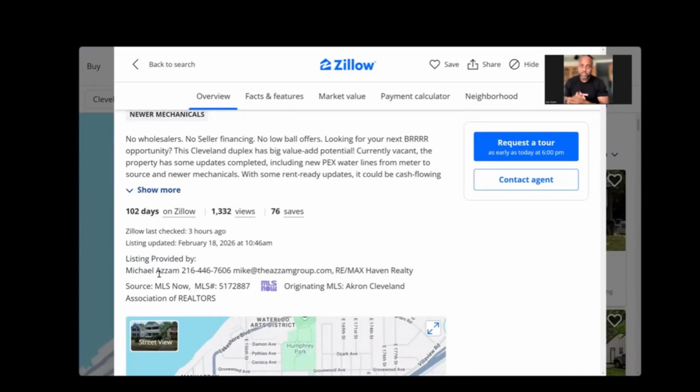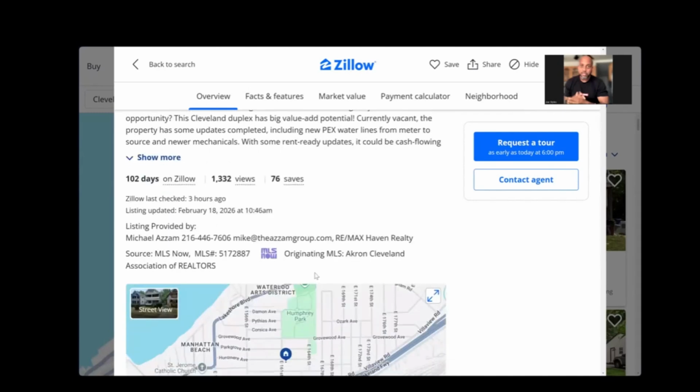And is this the same realtor? I want to say it is the same realtor, but I don't know that he even had it on Zillow when he first got it, when they went under contract. So I'll ask about that. But yeah, I think that is the guy though.